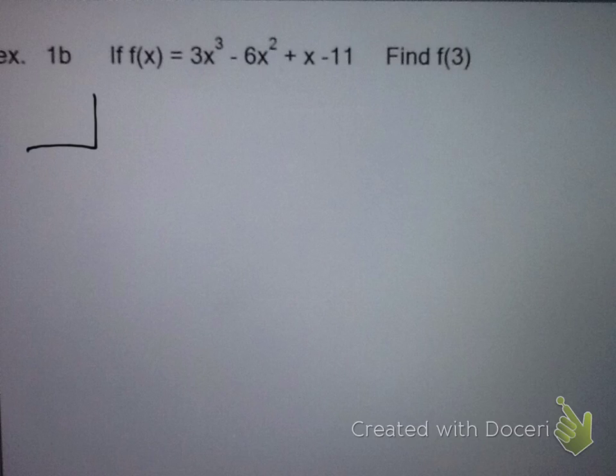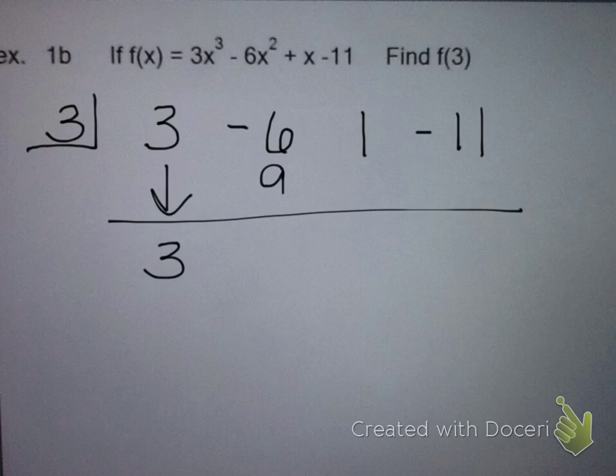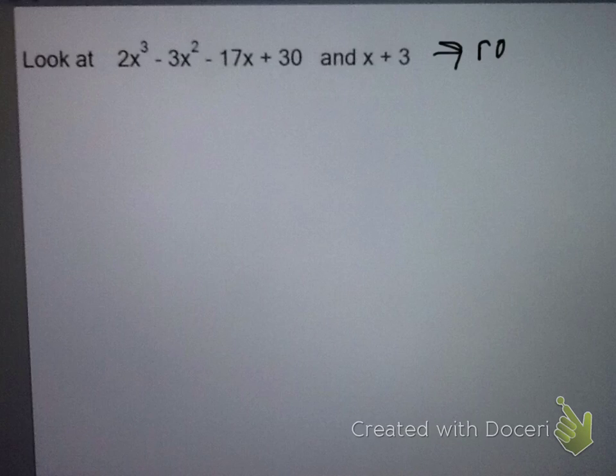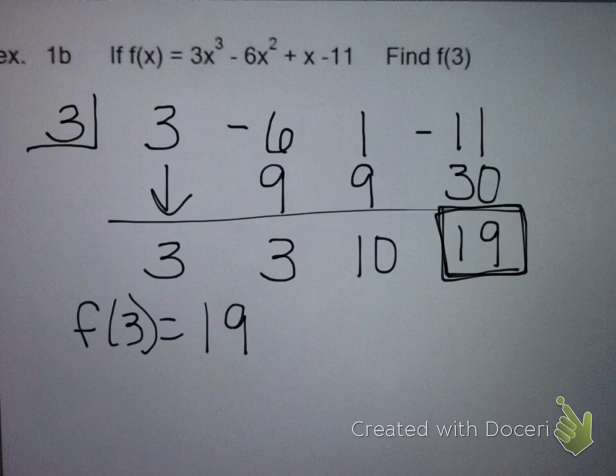So let's use the synthetic substitution method, which is using synthetic division to find the answer. So our root is 3. So my remainder is 19. Therefore, that means f of 3 is 19. So if I were to plug in 3 into the equation, everywhere I see x, I would get 19.